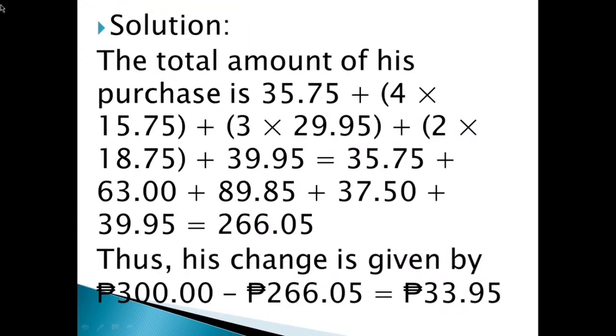Okay? So, for our solution, the total amount of his purchases is 35.75 plus the other prices. We just add the total prices of the items he bought. So, the total of everything he bought is 266.05. Then, we subtract it from the amount he gave the cashier, which is 300 pesos minus 266.05 pesos. So, his change is 33.95 pesos. Okay?